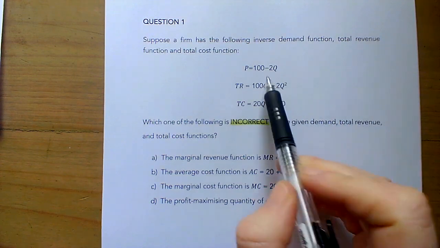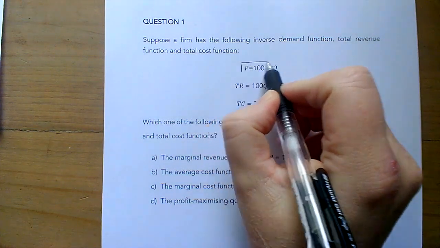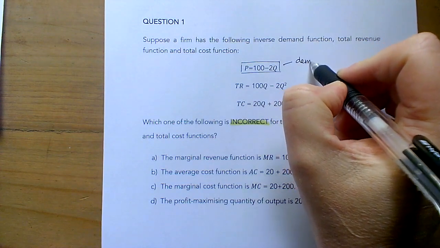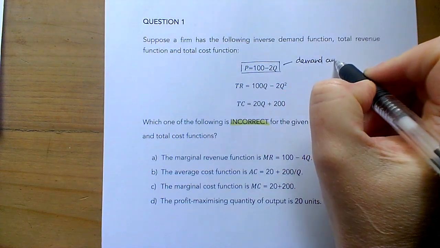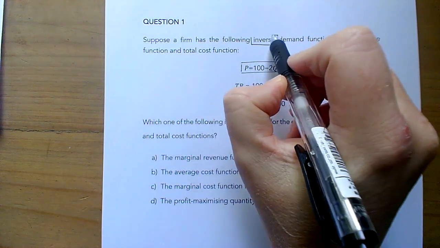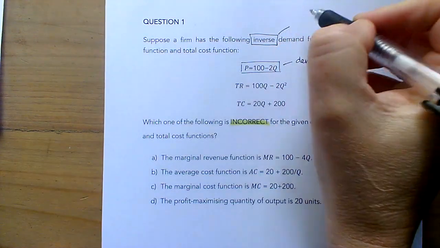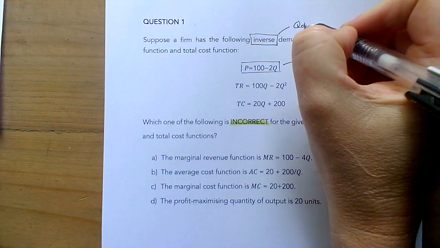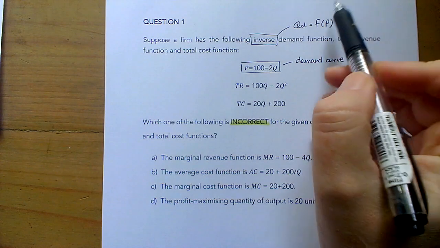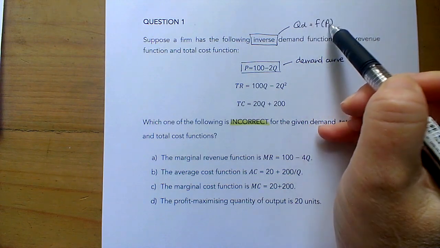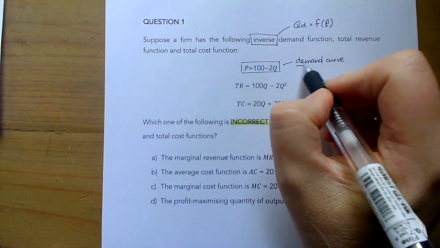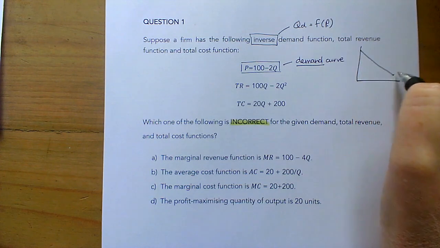So what we have is this function of a demand curve. This tells us the function of the demand curve. We refer to it as the inverse demand function because demand, quantity demanded, depends on price. If we inverse this function to have price on the left-hand side and quantity demanded on the right-hand side, then we are plotting our demand curve.